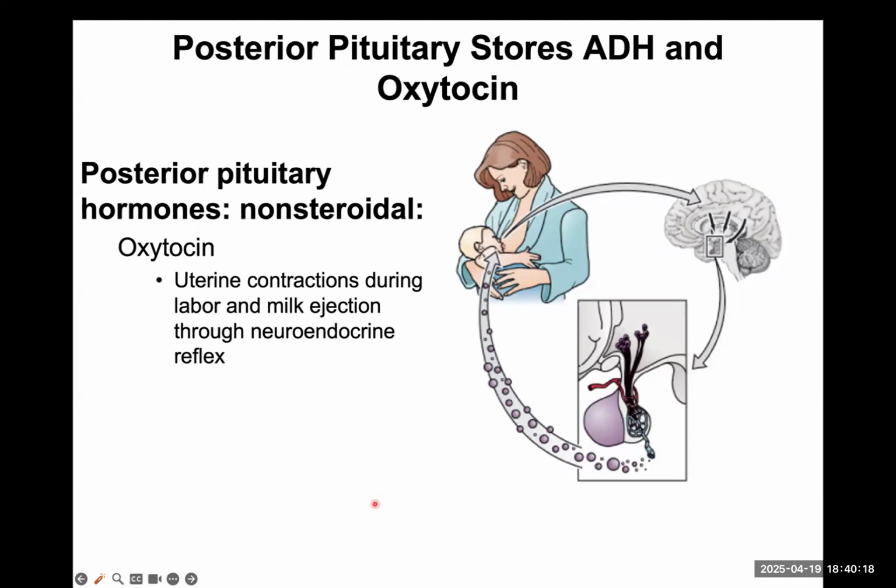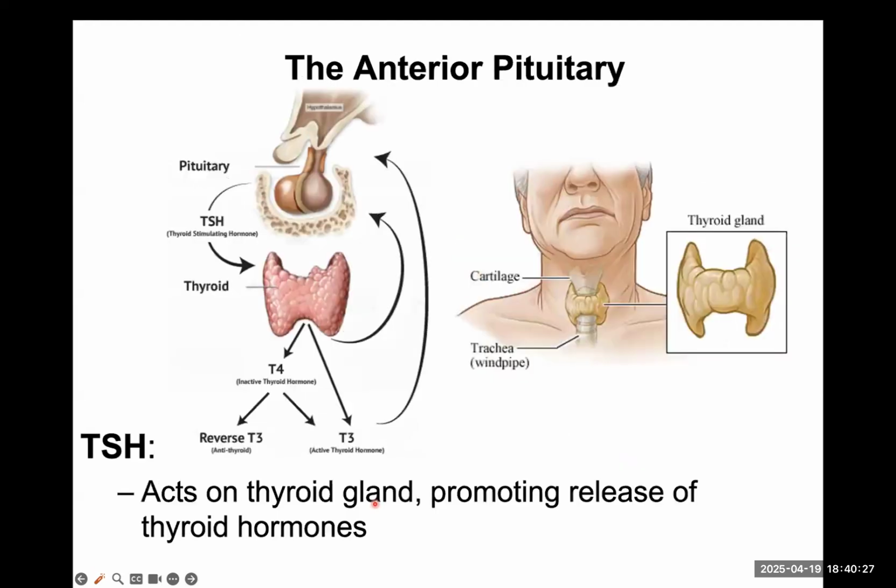So oxytocin is produced in the hypothalamus, stored in the posterior pituitary gland, and released by the posterior pituitary gland. All right, so that was the posterior pituitary gland. The next part of the lecture is going to go over the anterior pituitary gland. So I'm going to stop this video here, and I'll see you in the next one.